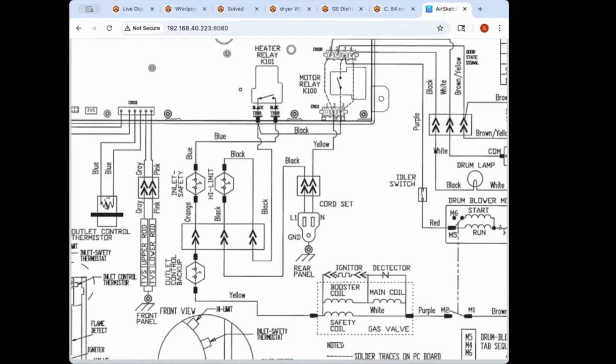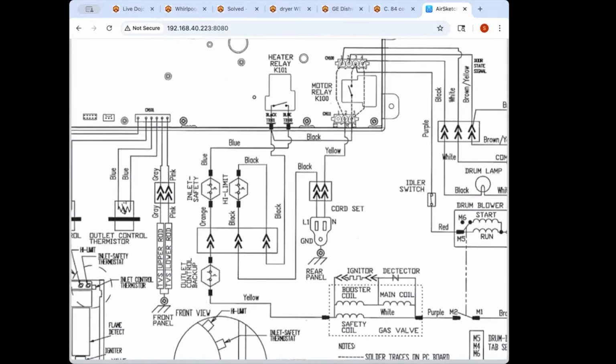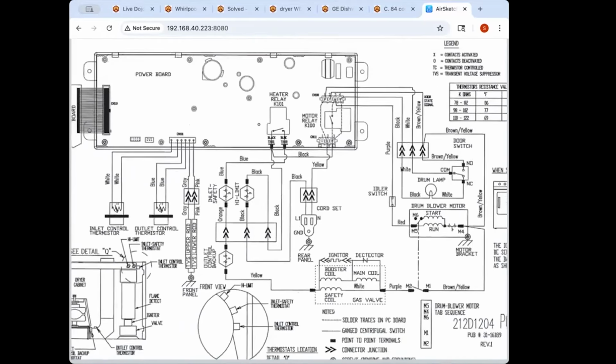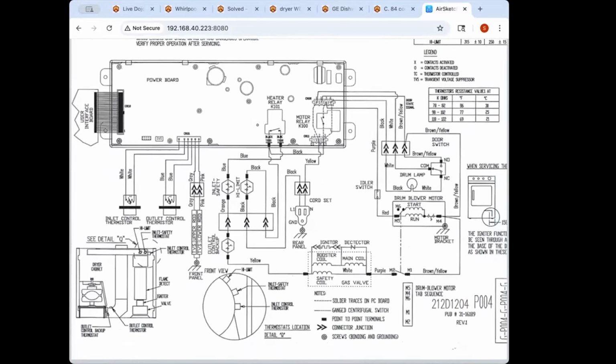So looking at the circuit here, I'd start by tracing it out. Sam, what would be the load of interest there? If nothing is working in an appliance, what's your load of interest? Probably the control. Yep. The control board would be your load here because it's the prime mover in the system. If the board's not getting power, nothing is going to do anything.